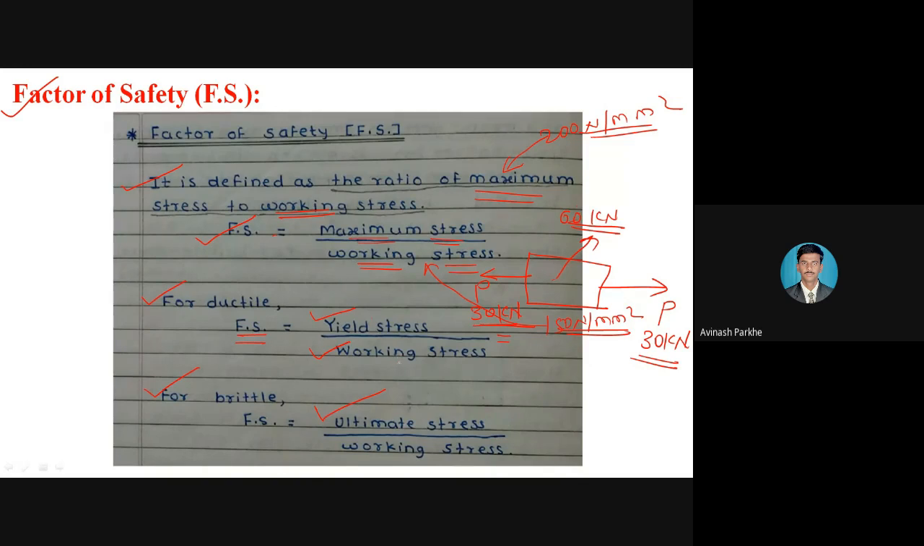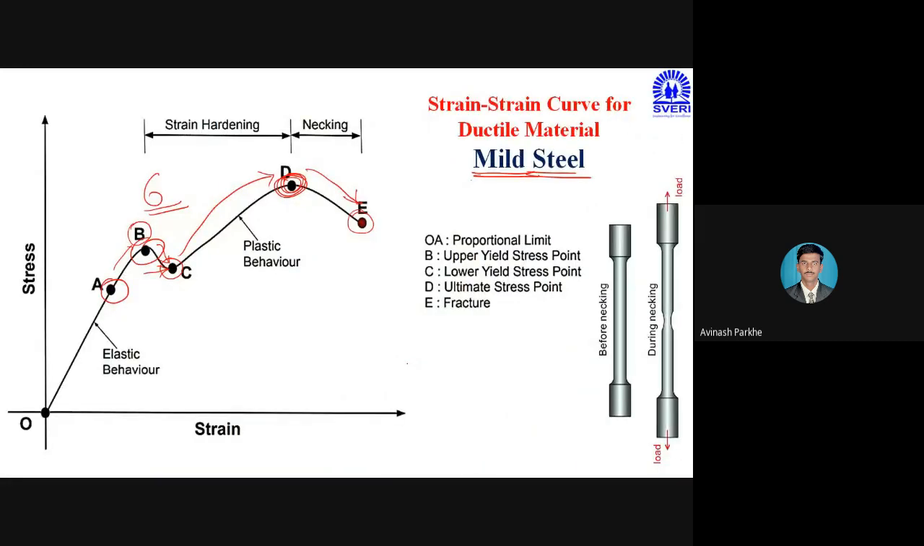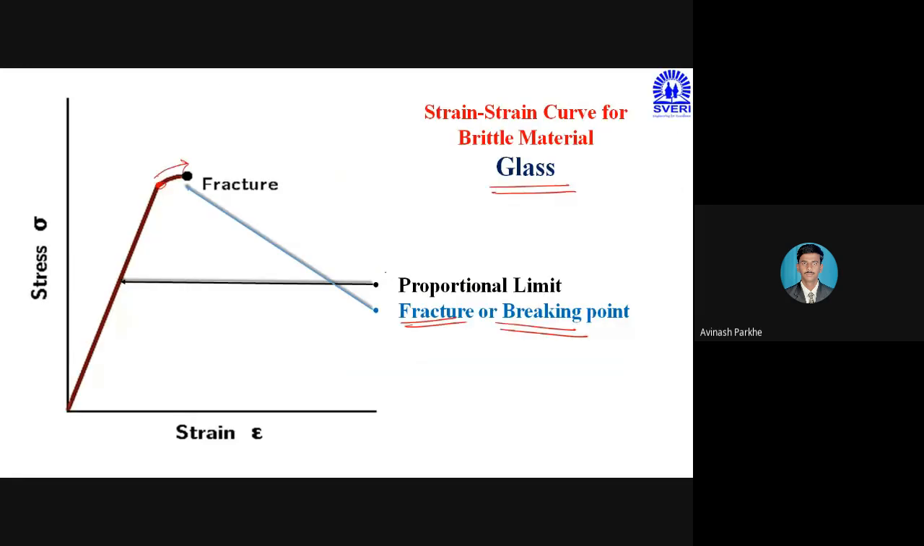In case of a ductile material, the ultimate stress point is different and the breaking point is different. If you see the previous figure, in case of a ductile material, this point D represents the ultimate stress point, and this point E represents the fracture point, which is also called the breaking point. But in case of a brittle material, whatever the last point is, this is called the fracture. This fracture point is also called the breaking point.